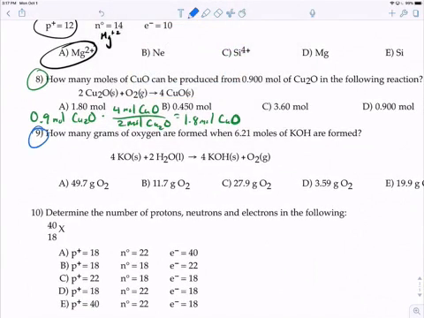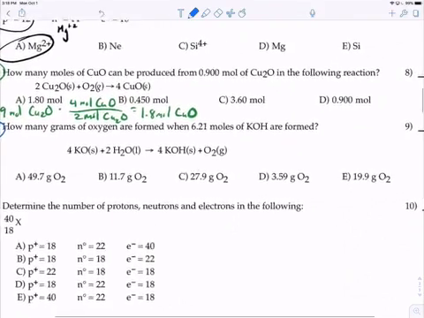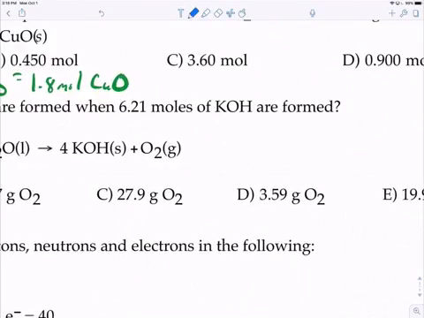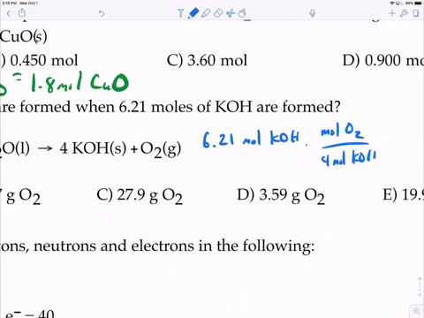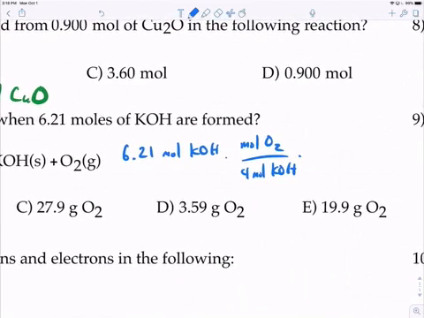Oxygen is light blue. I'm going to do light blue for this one. Actually, it's even lighter blue than that. How many grams of oxygen are formed when 6.21 moles of potassium hydroxide are formed? Okay. So 6.21 moles KOH times mole O2 to 4 moles KOH times 32 grams oxygen per mole oxygen.